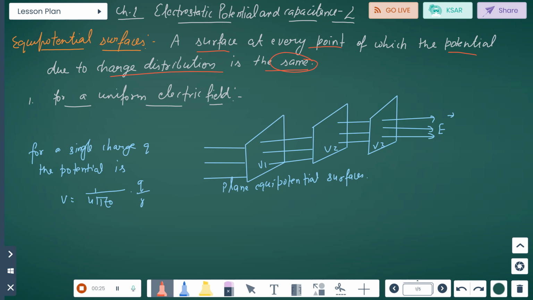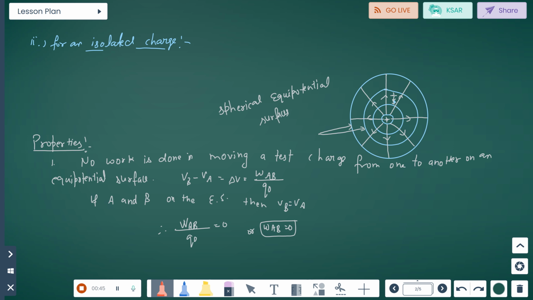First, for a uniform electric field, we have plane equipotential surfaces like V1, V2, V3, and we have the electric field. For a single charge Q, the potential is V equals 1 by 4 pi epsilon naught times Q divided by R. For an isolated charge, we have spherical equipotential surfaces and electric field.